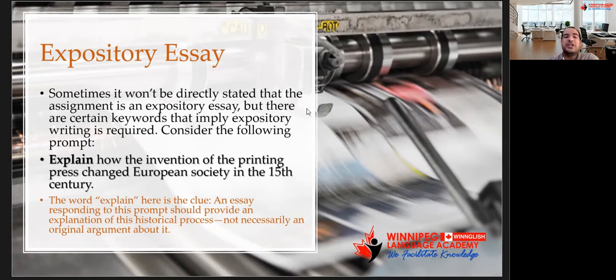So sometimes it won't be directly stated in the assignment that this is an assessment or an expository essay. But there are certain keywords that imply expository writing is required. So words like explain, words like explore. For example, this is a question here: How the invention of the printing press changed European society in the 15th century, okay? Or if I wanted you to write a topic, explain the process of making a pizza.